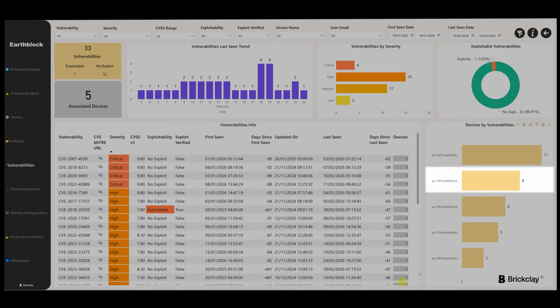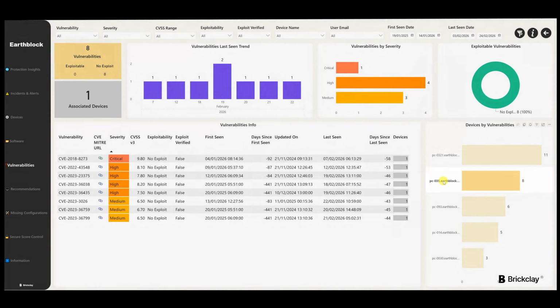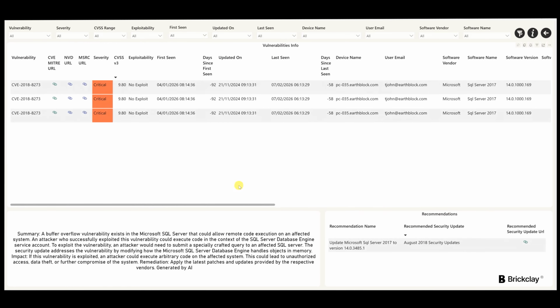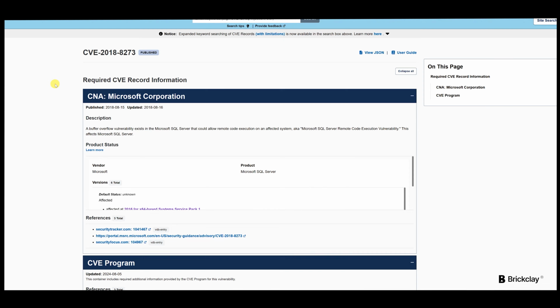PC-035.earthblock.com has 8 vulnerabilities. Selecting it filters the board, exposing one critical vulnerability that was last seen 58 days ago, requiring immediate action. Right-clicking on this critical vulnerability allows us to drill through to the vulnerability detail board, which reveals its detail by providing a URL containing public information related to that vulnerability.